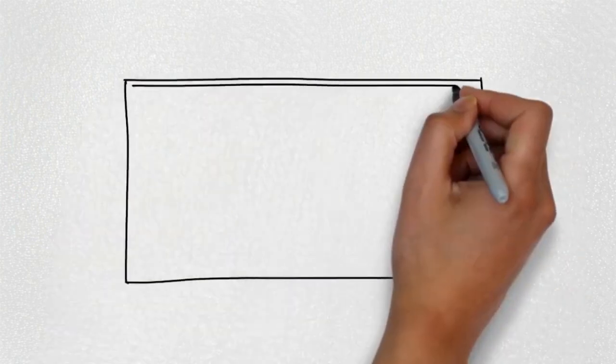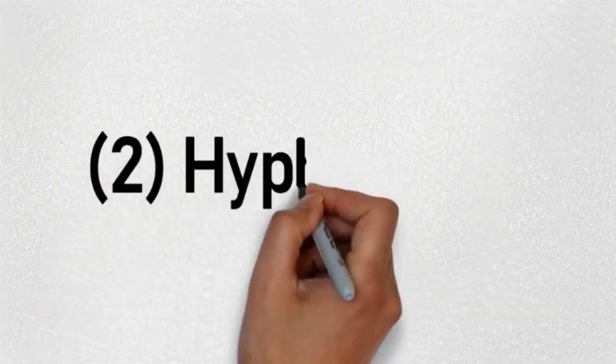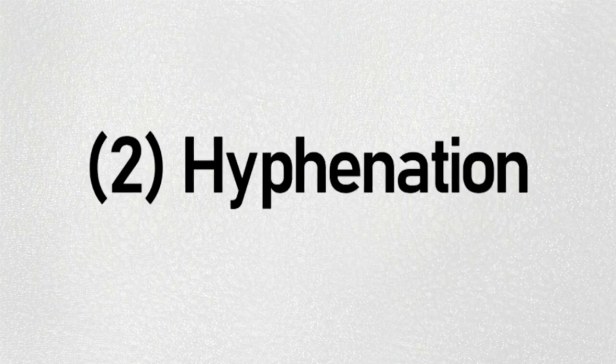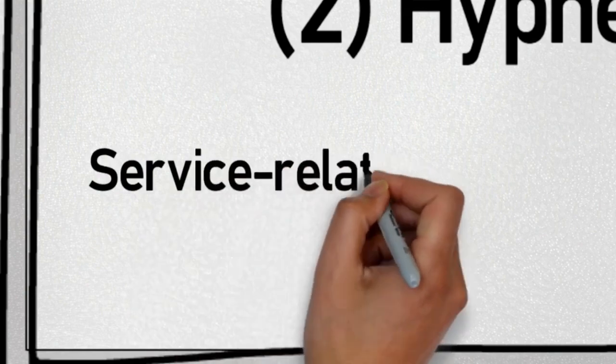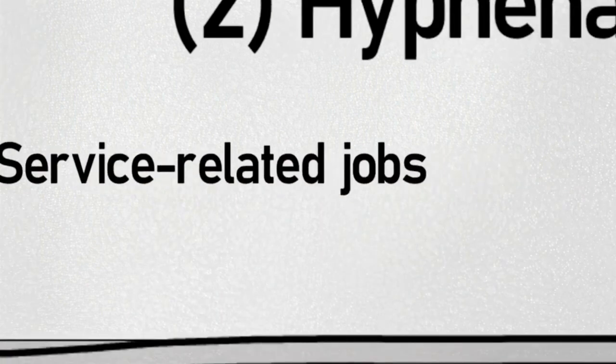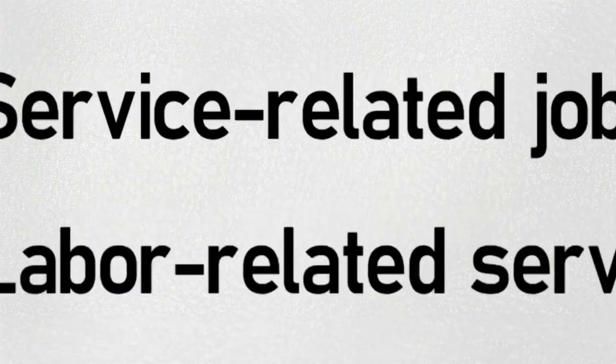Another solution for non-equivalent adjectives could be to paraphrase the meaning of the adjective by using a hyphenated compound that can function as an adjective, as in the following examples. الوظائف الخدمية, service-related jobs. الخدمات العمالية, labor-related services.